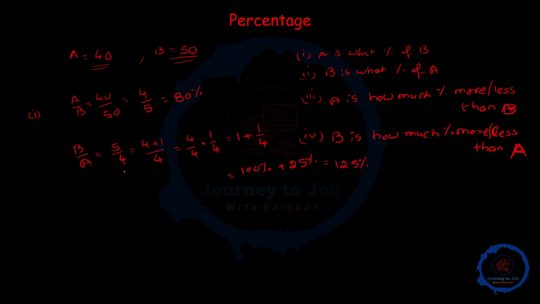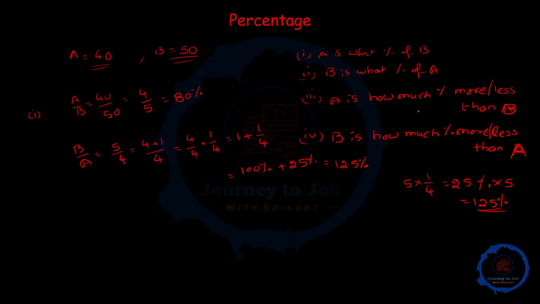You can directly make it. 5 by 4 is directly 125%. Or we know that 1 by 4 is 25%, so into 5 here, it is directly 125%. These are derived fractions. We have to observe here. Next. So B is 125% of A.